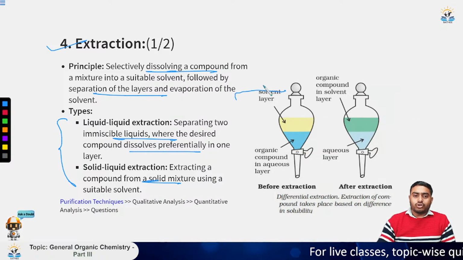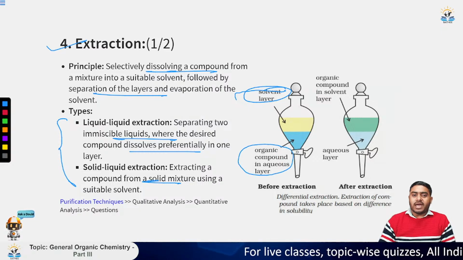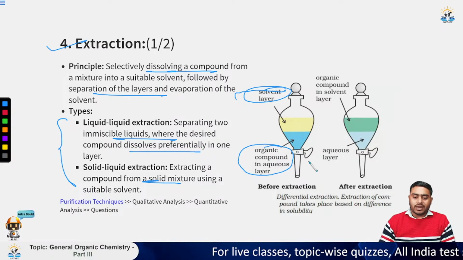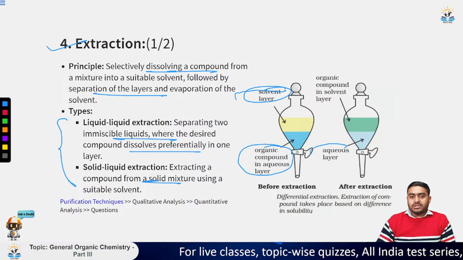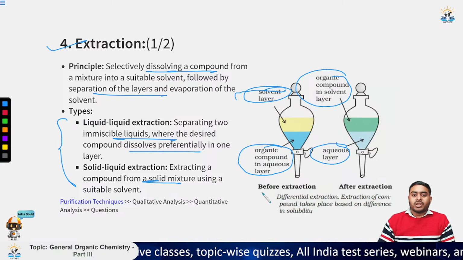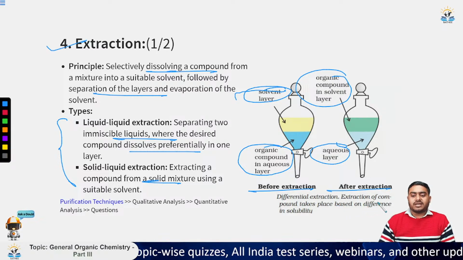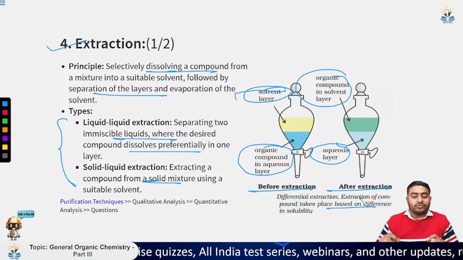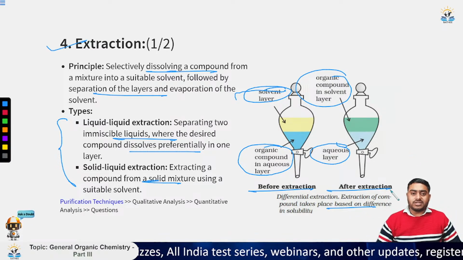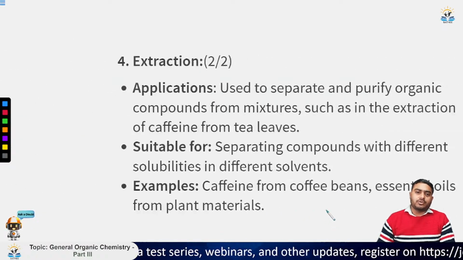You can see this is the solvent layer, okay, before extraction, and this is the organic compound in aqueous layer, and this is the aqueous layer then, and this is the organic compound in solvent layer, okay, this green color. So before extraction and after extraction, you can see the differential extraction. Extraction of compound takes place based on the difference in solubility. I hope you are very much clear about this.